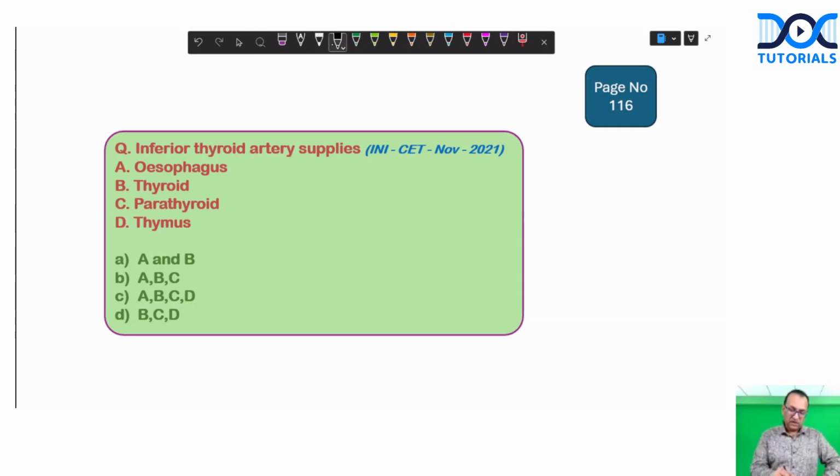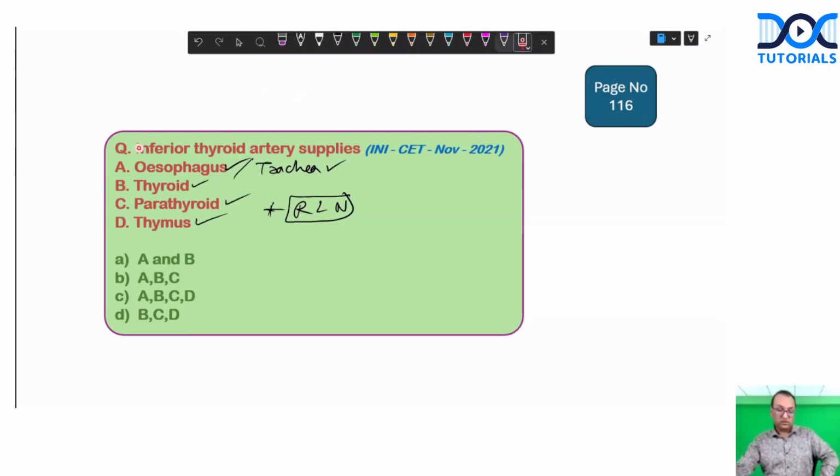So, it is the esophagus behind the trachea. Esophagus and trachea both it will supply. Supply thyroid and parathyroid. Supply thymus, add one more, recurrent laryngeal nerve.